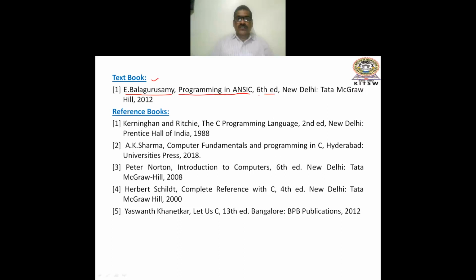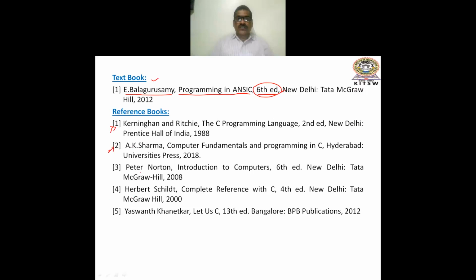Now in the market you have the latest edition, the 8th edition, which you can purchase, published by Tata McGraw-Hill, and these are the following reference books. So you can refer to any of these reference books for the contents of this particular programming language.